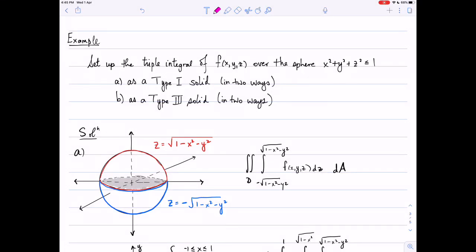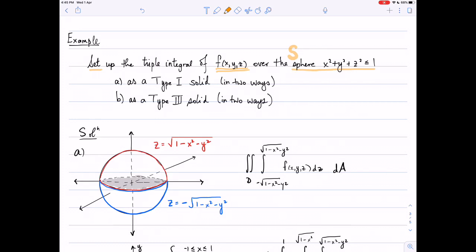Okay, so let's go and do an example of triple integrals. In this example, we're going to set up the triple integral of some function. We're not going to evaluate it, so let's just call it f of x, y, z. And this time our solid S is going to be the sphere.